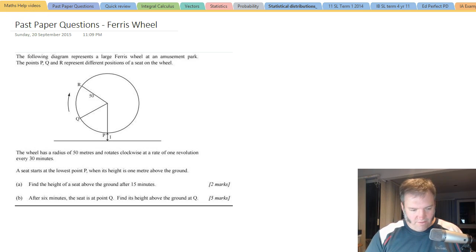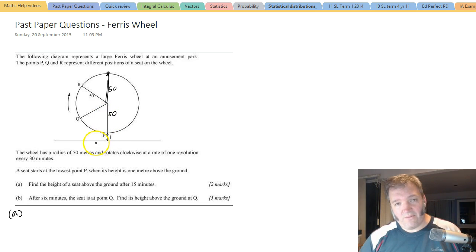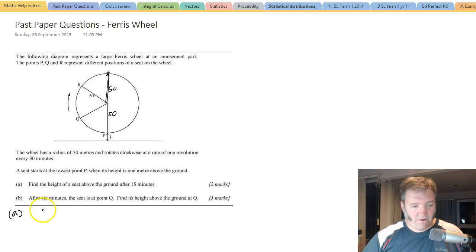Alright, so the very first bit that we've got here is quite straightforward. Part A, find the height of a seat above the ground after 15 minutes. And we're told the very exciting information that it's one revolution every 30 minutes. So at 15 minutes, given that you start at the bottom, you're going to be way up at the top. We've got a radius of 50 here, another radius of 50 to go from the centre all the way to the top. And we started 1 metre above the ground, so you're just going to be able to write the height of 15. If you want to write it as a little function or something like that, or you can write it in words, won't really matter, equals 101 metres.